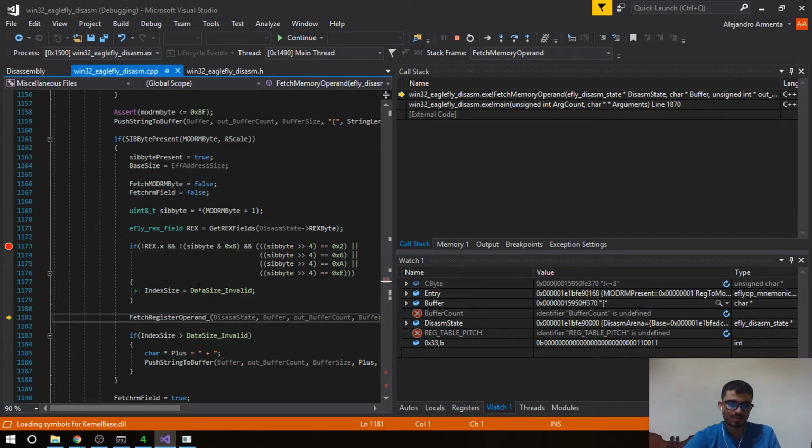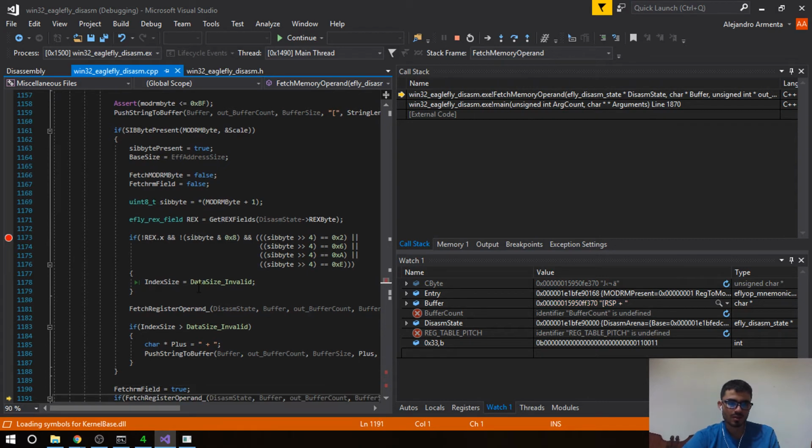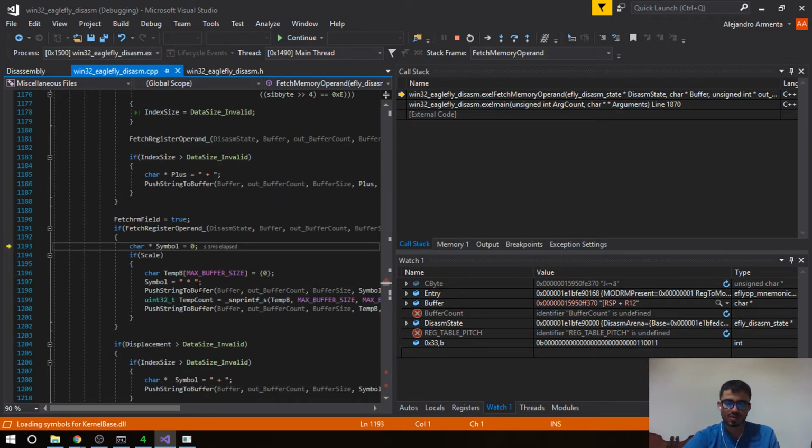There you go. We got RSP, that's the base, that's correct. We got a plus there, then we have a register there, go fetch it. We've got R12, that's correct. Go fetching the thing, there you go. Oh. The scale should be 8, so there's a problem.